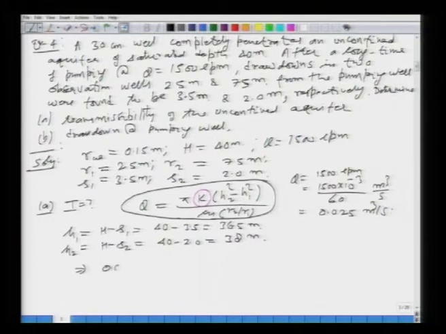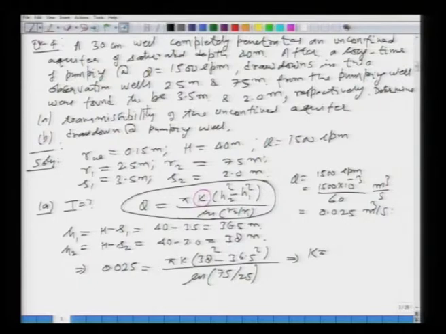So, if you did that, you have 0.025 is equal to pi k of your 38 square minus 36.5 square, divided by natural log of R2 over R1, which is 75 divided by 25. Okay. Everything is in meters here. This will give you capital K as 7.823 times 10 to the minus 5 meters per second. Once you calculate that, you can verify that.